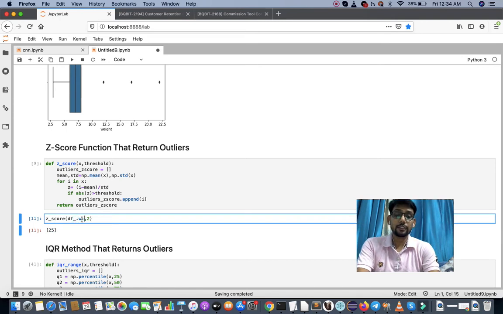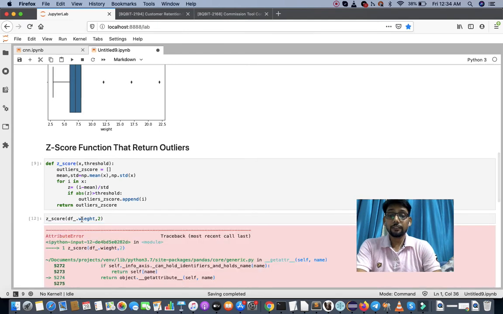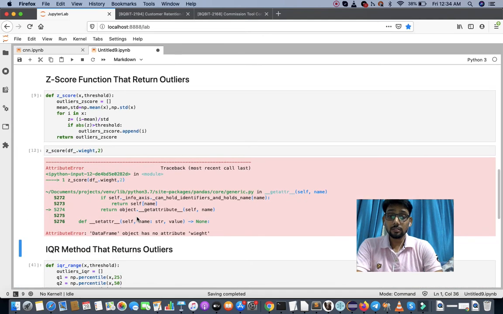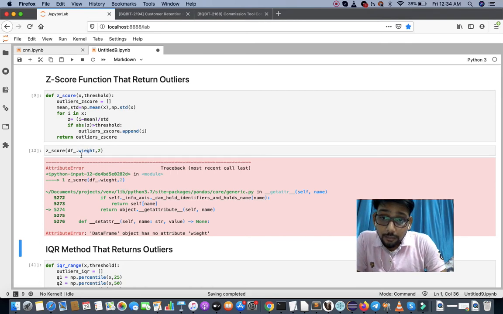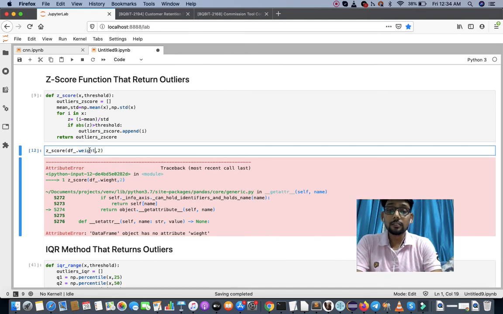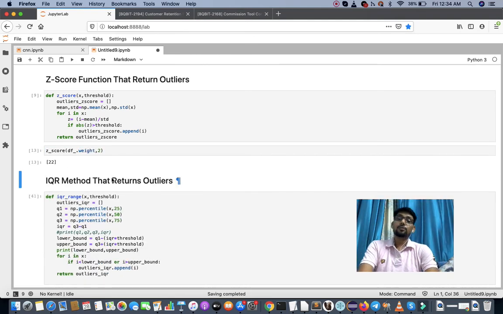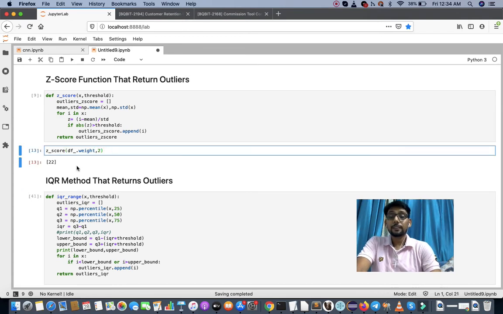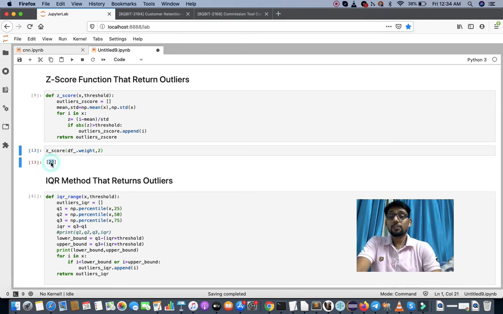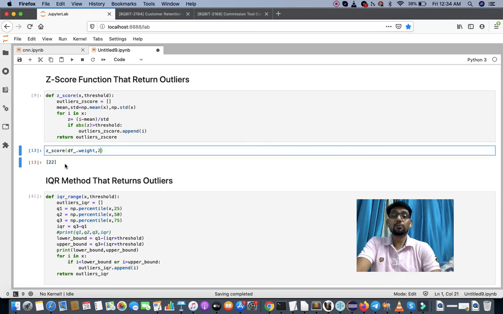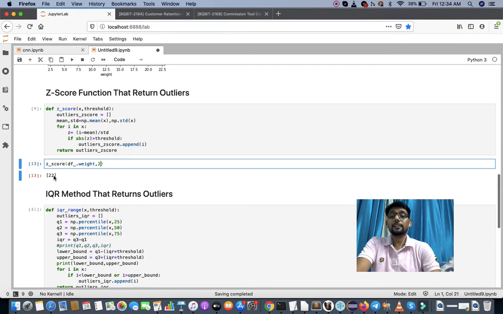Let's pass the weight on two standard deviations. Data for object has not been found. I have misspelled weight. 22. So the z-score is saying that on standard deviation 2, there is only the value 22 that is beyond standard deviation 2, right? So it's eliminated as an outlier.